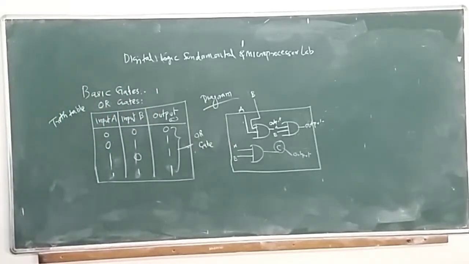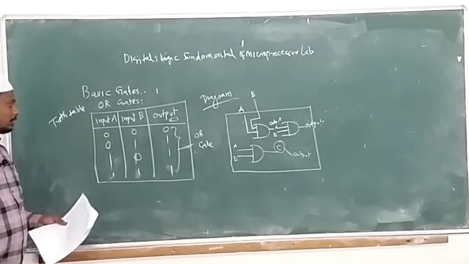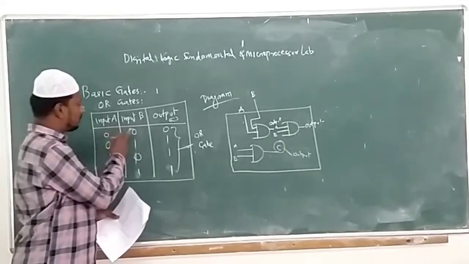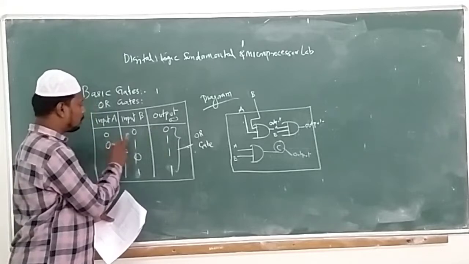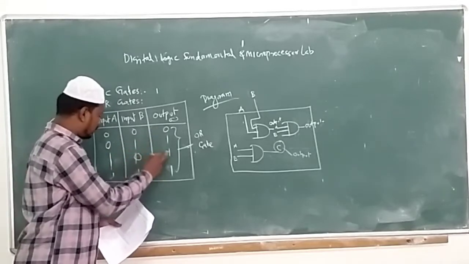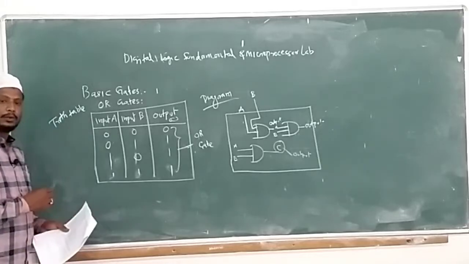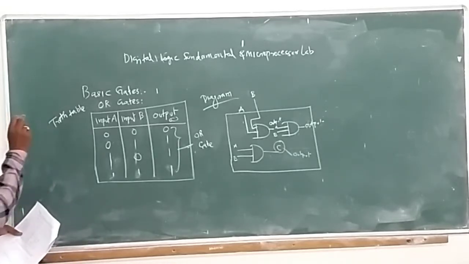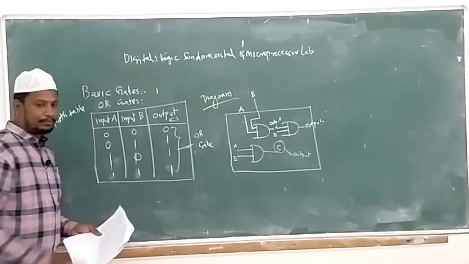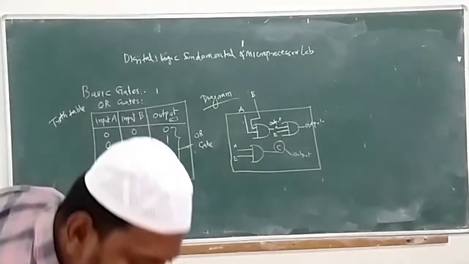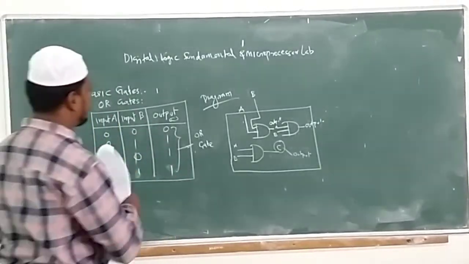Okay. So, this is the modification of the table. The input values 0 and 0 give 0, 0 and 1 give 1, 1 and 0 give 1, and 1 and 1 give 1. So, this is the basic table. So, what is the diagram? The diagram will change, so I will erase the diagram.